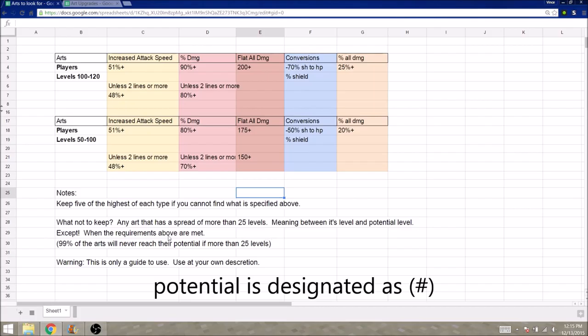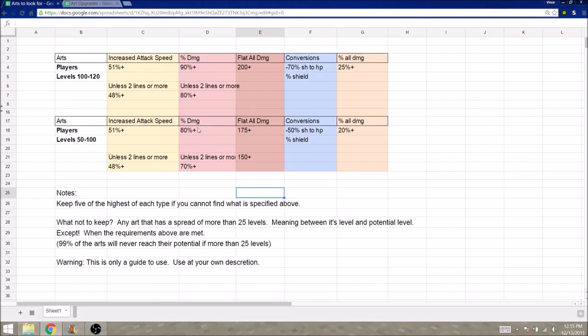Except when the requirements are met above. If it's more than 25 levels and it meets 90% damage, keep it. If it does not make the 90% damage, if you're in this category of 100 to 120, then you would throw it away. It's just not worth the time to upgrade it if it doesn't hit this requirement. Now again, this is all subjective. It's your call in the end.